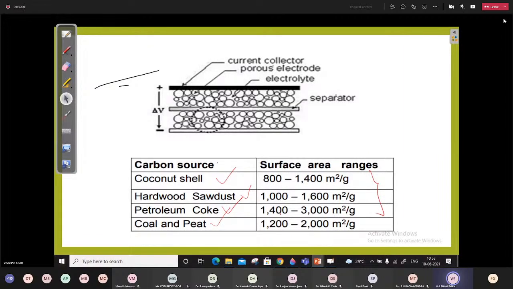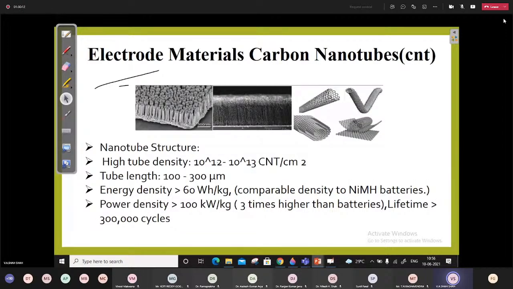Then the electrode material, that is, carbon nanotubes. They have a nanotube structure and high tube density, that is 10^12 to 10^13 per cm squared. Tube length is 100 to 300 micrometer. Energy density is greater than 60 watt-hour per kg, comparable to a nickel metal hydride battery. And power density is greater than 100 kilowatt per kg, 3 times higher than a battery, and the life cycle will be 3 lakh cycles.